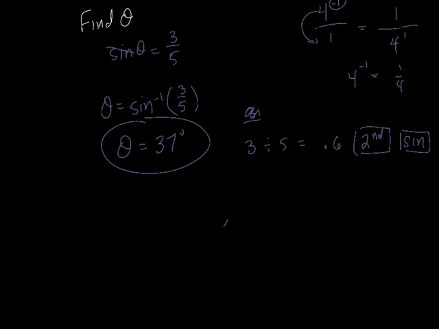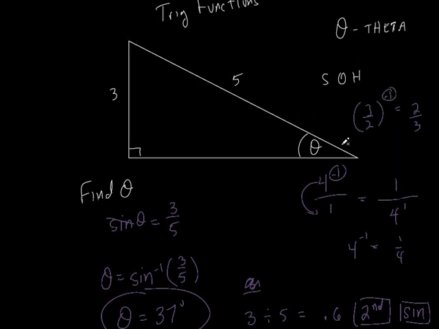Now watch this. So we found that angle right there. So this angle right here is 37 degrees, isn't it? Very easily, without any trig at all, how could I find this angle up here?